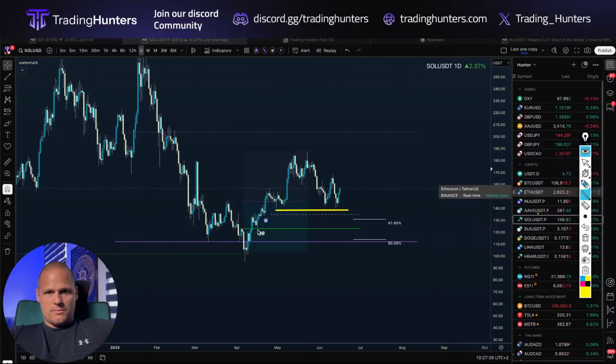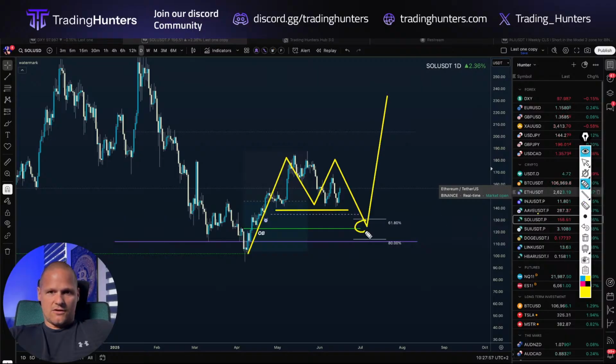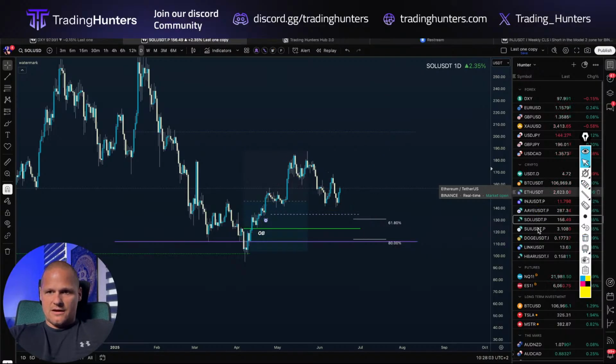It could be prolonged consolidation in here, right? Drop lower, manipulation into the order block, in the 61.8 and 80, right? And then from here, expansion. So I would be really interested to take a long in here. So I've got it under my radar. Not taking any trades right now.